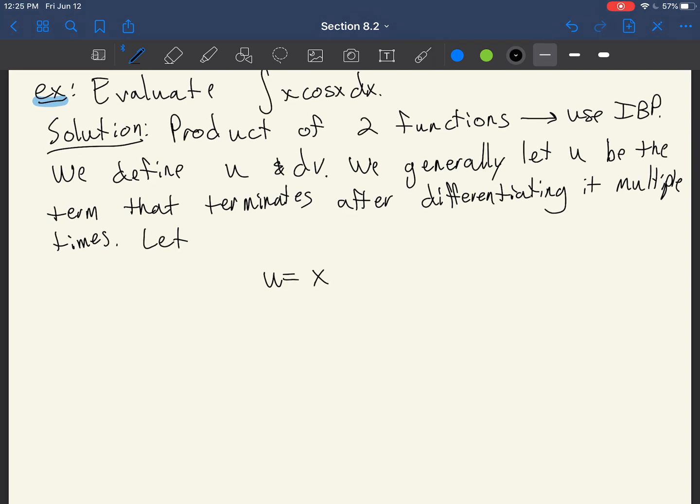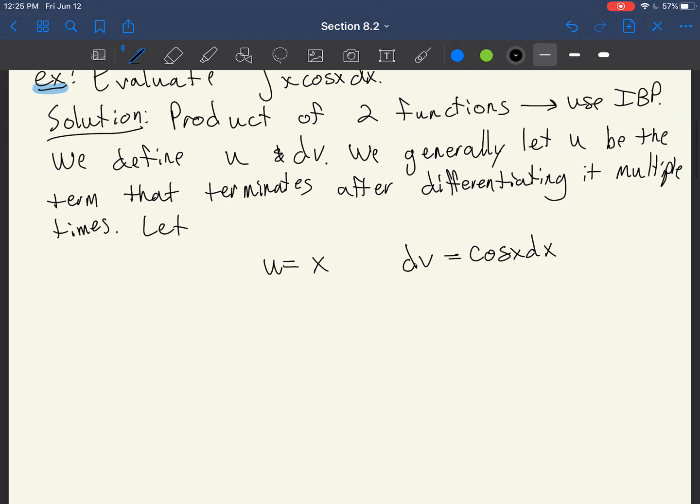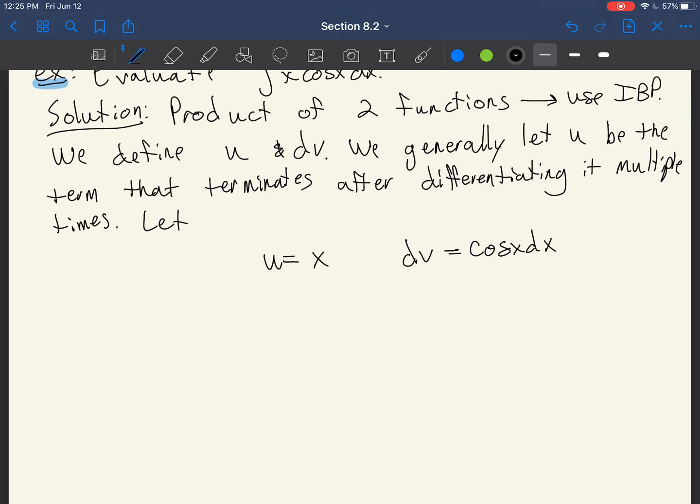And it's pretty obvious. If you differentiate it once, you get 1. Differentiate it again, you get 0. It terminates pretty quickly. If u equals x, then dv equals what is left over, so cosine x dx. And the integration by parts needs du and v. So we're going to find du, and we're going to find v. du is just the derivative of u, which is 1 dx. So it's just dx.